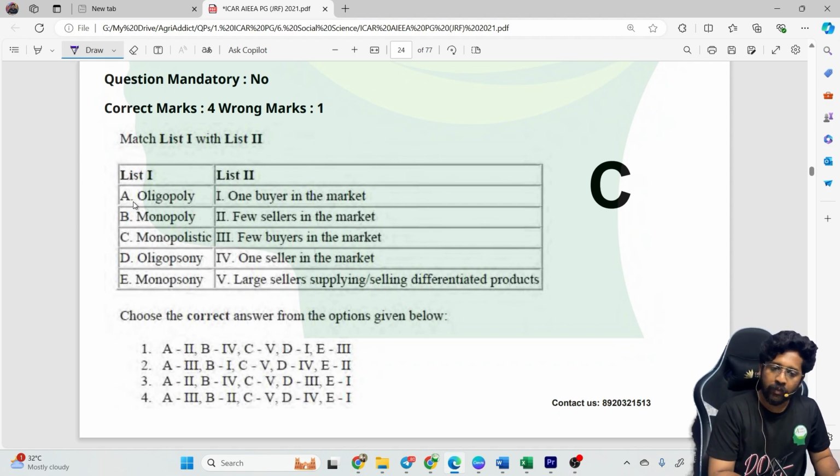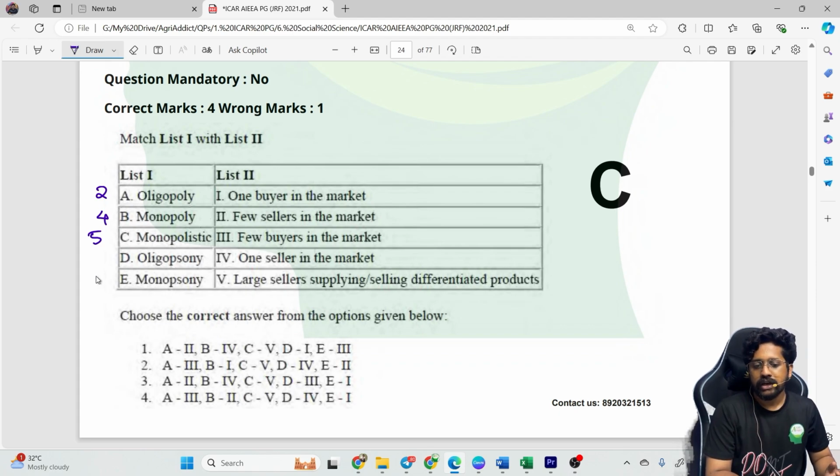So therefore, oligopoly can be connected with a few sellers in the market. So therefore, A can be connected with 2. Monopoly, only one seller in the market, so therefore can be connected with the fourth option. Monopolistic can be connected with the fifth option. What is oligopsony and monopsony? Oligopsony and monopsony are connected with the number of buyers in the market, right? So in oligopsony, if a few buyers are there in the market, we can consider the market as oligopsony. So therefore, few buyers in the market, D can be connected with 3.